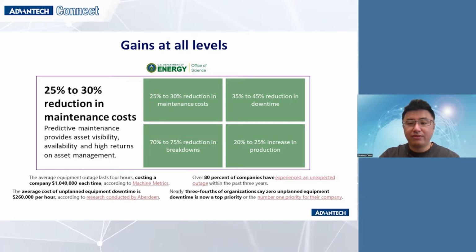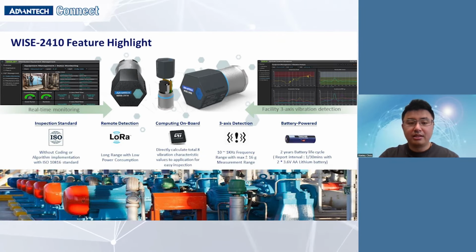Based on reports, the average equipment outage lasts 4 hours. It will cost a company around $1 million each time. And over 80% of companies have experienced an unexpected outage within the past 3 years. And how about with predictive maintenance in your factories? The Energy Department of the United States tells us that it can reduce maintenance cost by 20% to 30%, reduce downtime by 35 to 45%, reduce breakdowns by 70% to 75%, and it will also increase production by 20 to 25%. And here is our solution.